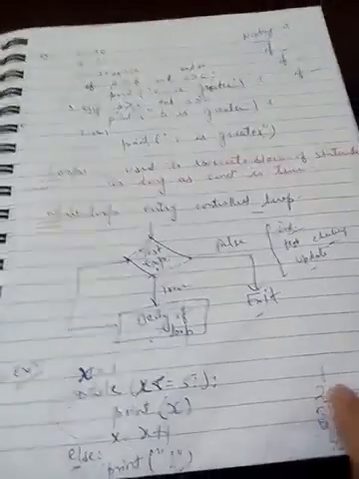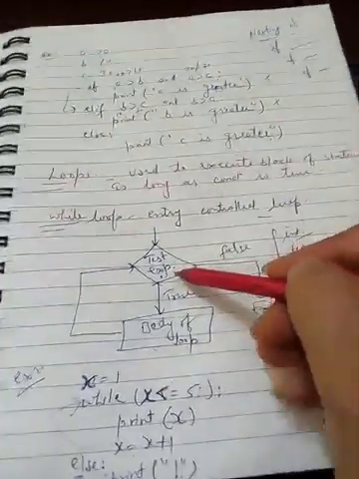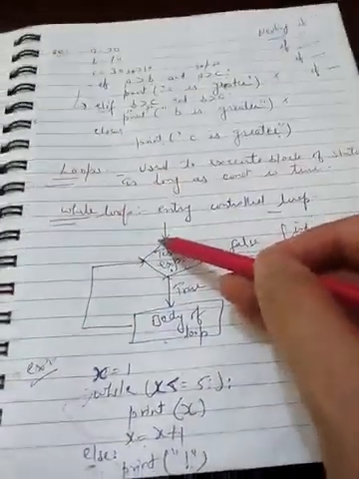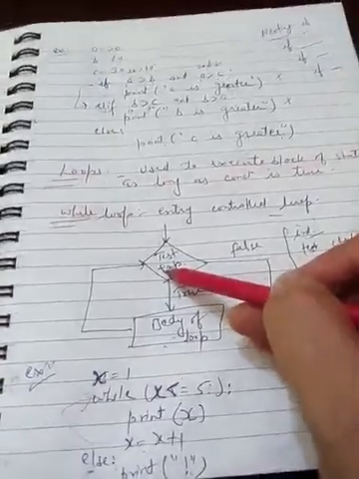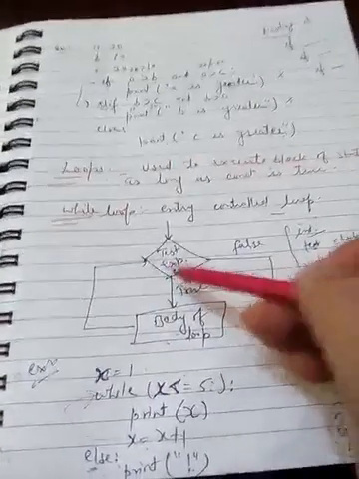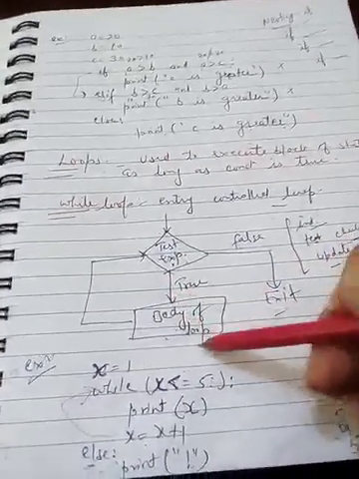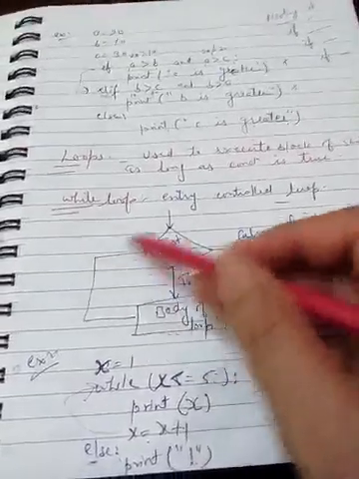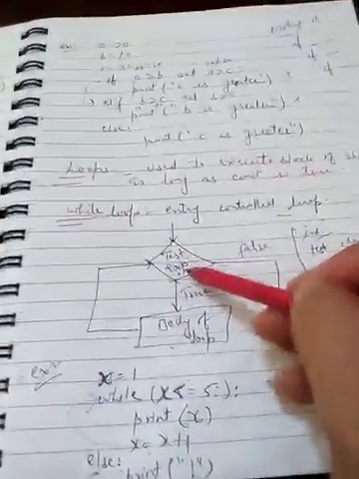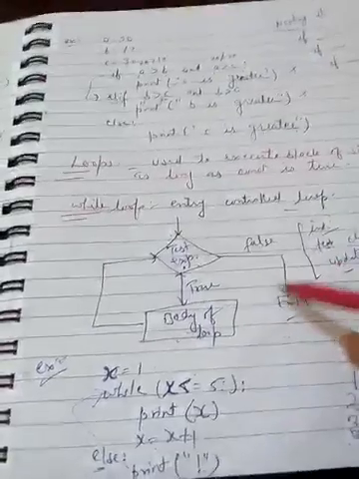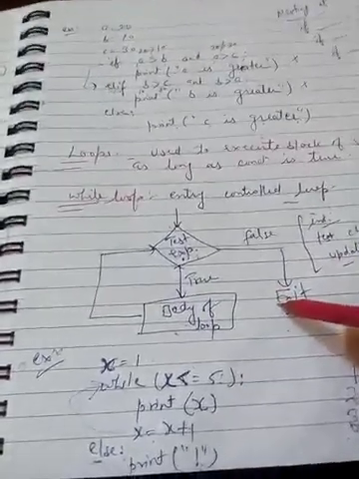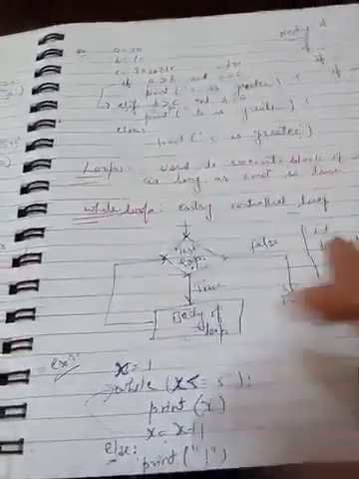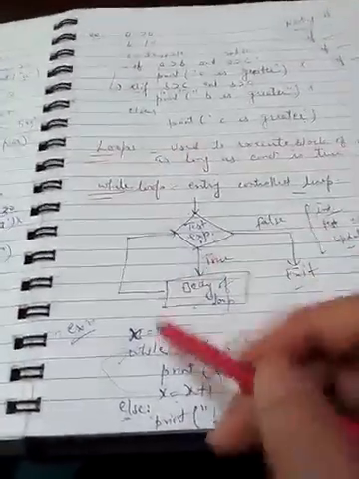Let's see its flow diagram or flow chart. Here the data comes, and this data or expression would be checked. If the condition is true, then the body of the loop would be executed again and again until the condition is false. If the condition is false, then it would automatically exit from the loop. So let's see an example of it, it would be more clear to you.